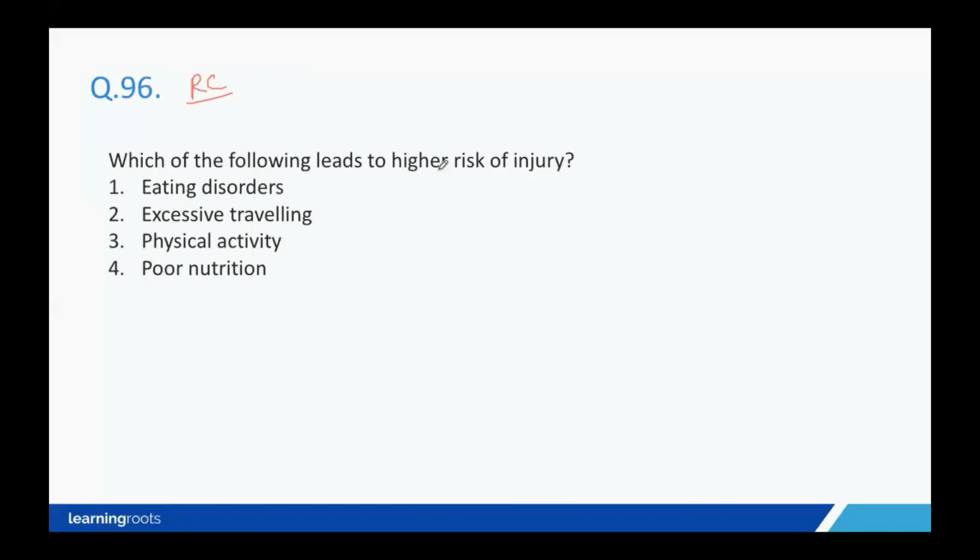So which of the following leads to higher risk of injury? So poor nutrition leads to higher risk of injury. The very first sentence of the passage clearly tells you that poor nutrition is the reason for higher level of or higher risk of injury.